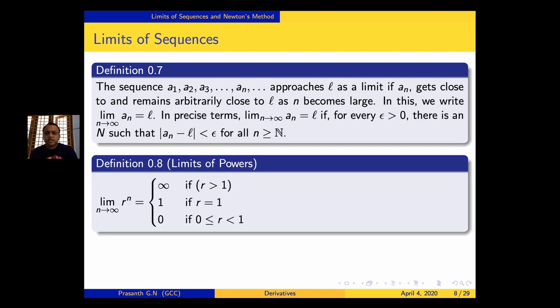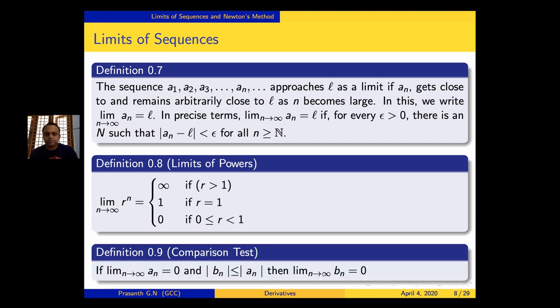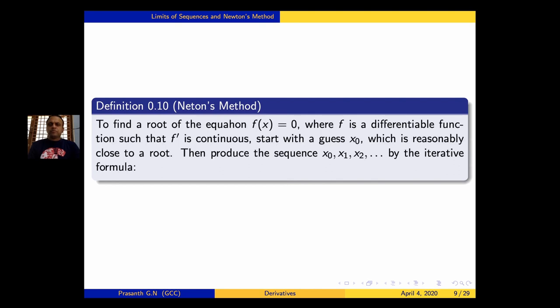Now, let us see the definition of limits of powers. The limit as n tends to infinity of r raised to n is infinity if r is greater than 1, equal to 1 if r equals 1, and 0 if r lies between 0 and 1, not including 0. Here also we will use the comparison test. If the limit as n tends to infinity of an is equal to 0 and the modulus of bn is less than the modulus of an, then the limit as n tends to infinity of bn is equal to 0.